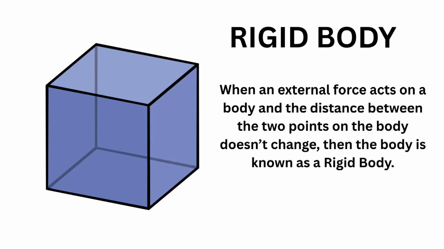And now let us understand a rigid body. When an external force acts on a body and the distance between the 2 points on the body does not change, then the body is known as a rigid body.